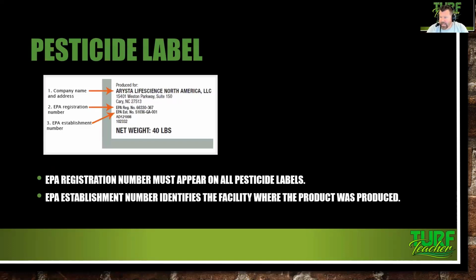You're also going to see the EPA registration number, and it must appear on all pesticide labels. And then there's going to be an establishment number, which will identify the facility where the product was produced. And you can see it right here. We've got your EPA registration number 66330-367. The establishment number is 51036-GA-001. And then we do have the company name and address, which is Arista Life Science North America.